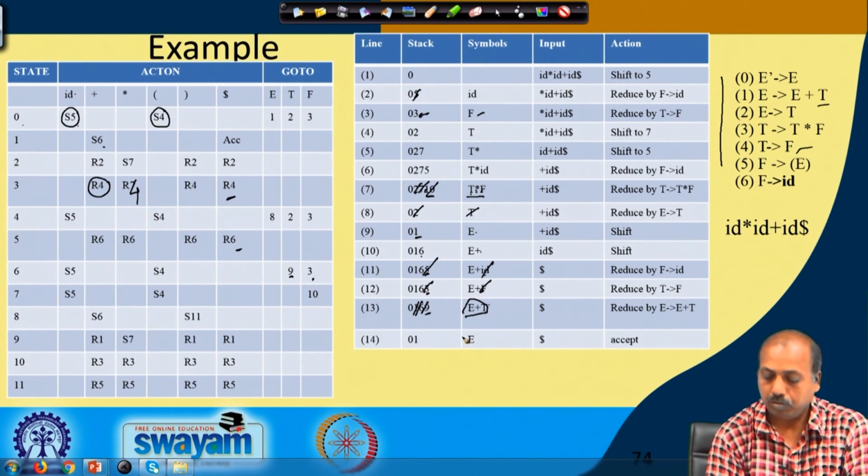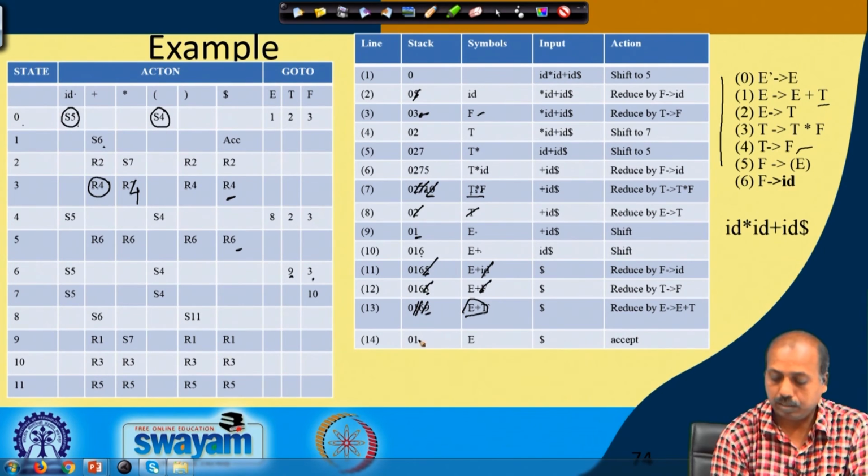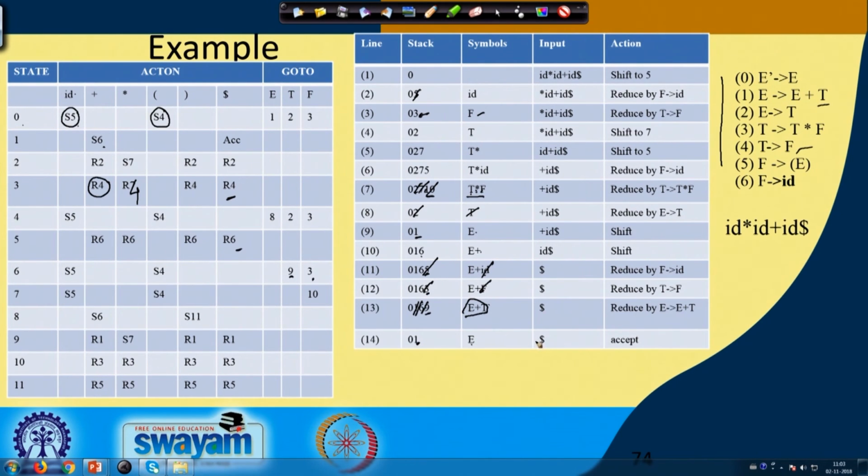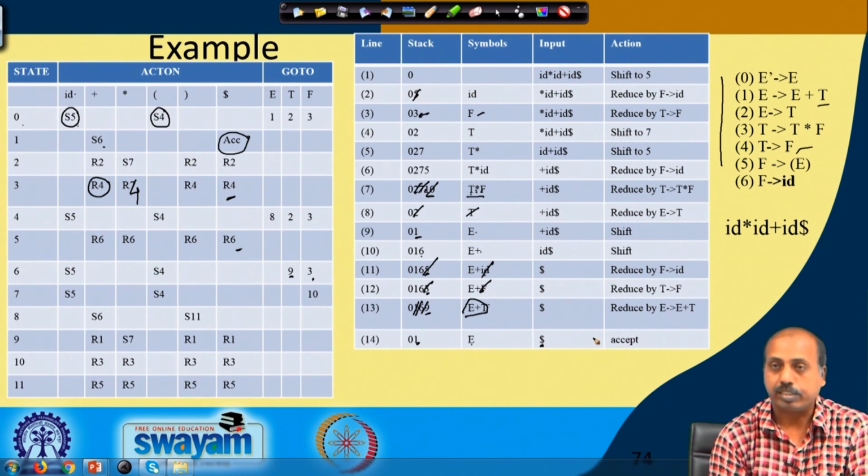Now, 0 and E. So, 0 E says 1. So, it is 1 here, E here, and this is dollar. So, this 1 dollar says accept. So, it will come to the accept state.